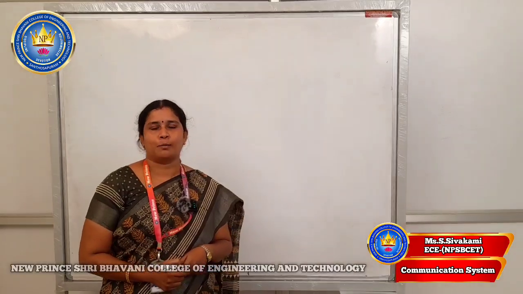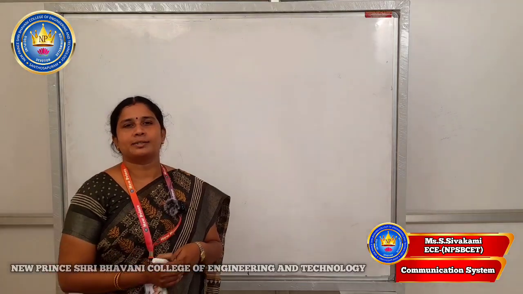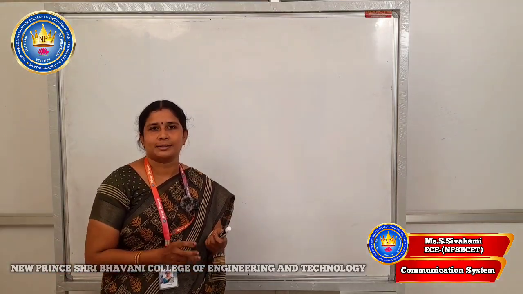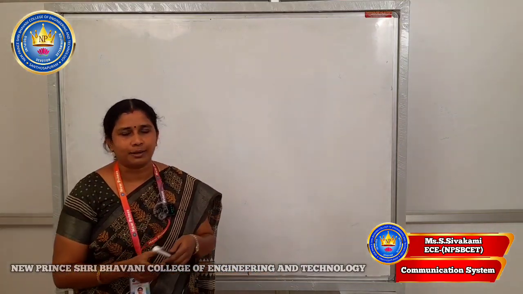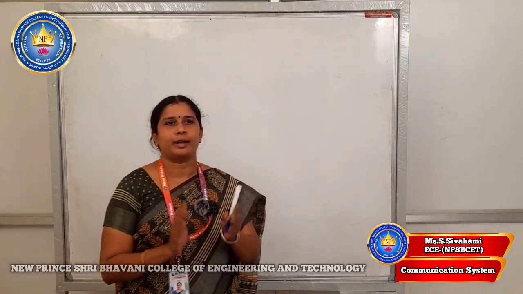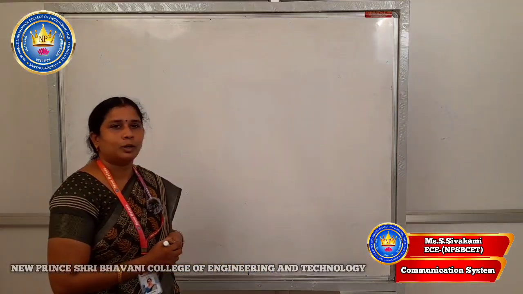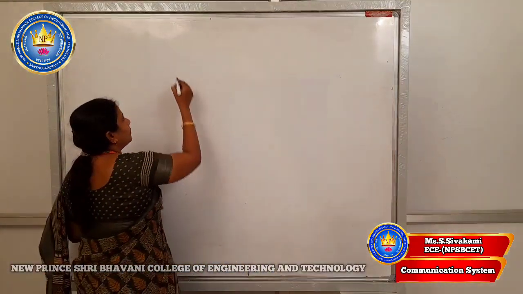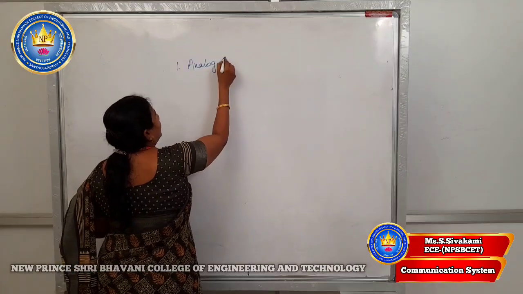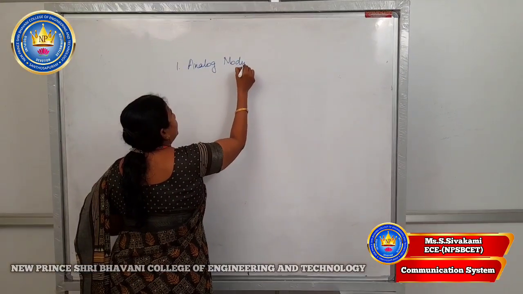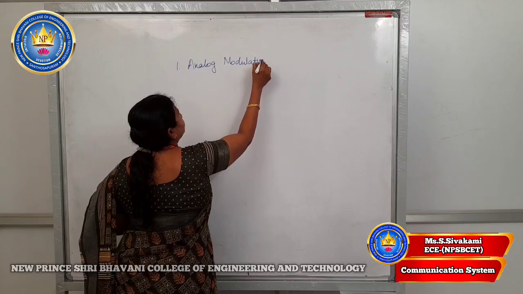We are going to see about the communication system, the basic knowledge of modulation. Modulation is nothing but the data sequence is converted into radio waves in accordance with the modulating signal. Modulating signal is nothing but your input signal or some radio waves. There are two types of modulation. The first one is analog modulation. The second one is digital modulation.